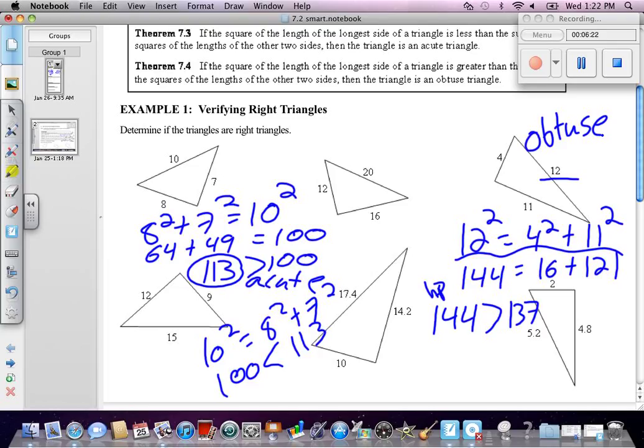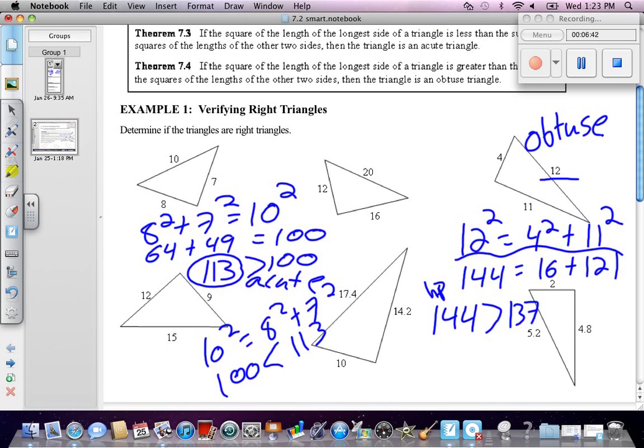The length of the longest side, so that's the hypotenuse. If the length of the hypotenuse of a triangle is equal to the sum of the other two, it's a right triangle. If the length of the hypotenuse is less than the sum, it's acute. If it's greater than the sum, it's obtuse. So that's all you have to know. You don't have to know what side it's on or not.